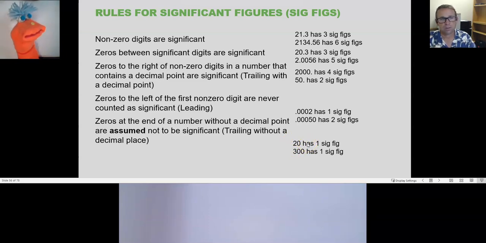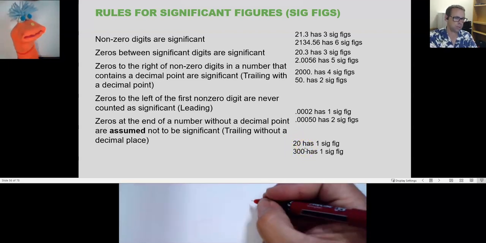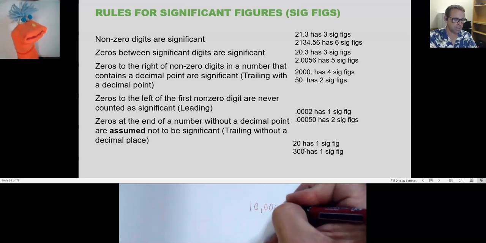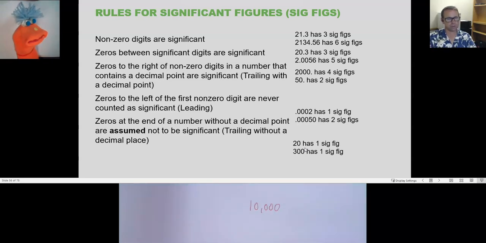All right. At the end, if we don't have a decimal place, we can't assume that they are significant. So if it just says 20 or 300 or 10,000, right? How many significant digits are there in the number 10,000, Fred? Well, I guess that's just one. Is that what you're saying? That's right, just one significant digit.